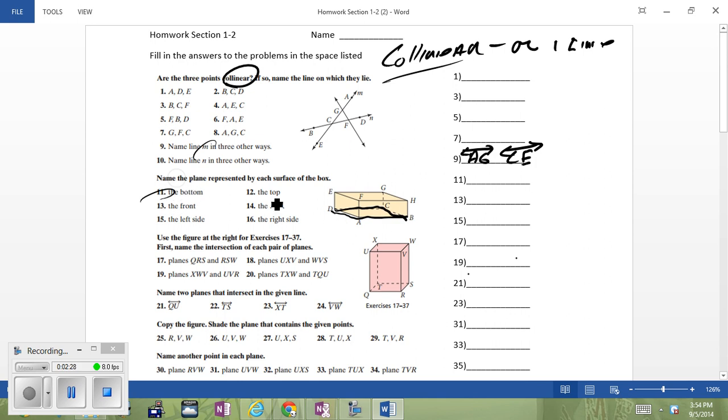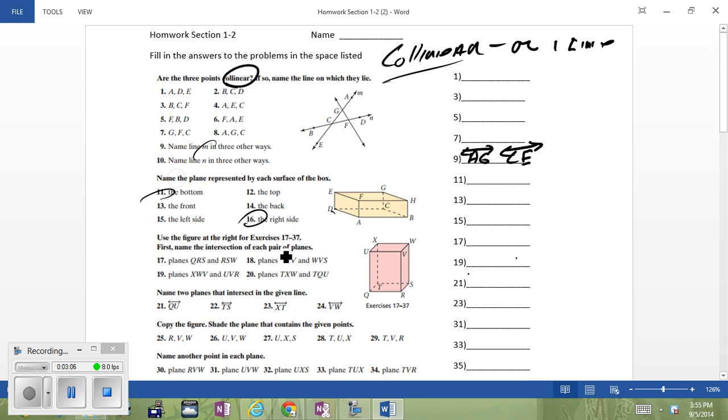So question 11, it says, what is the name of the bottom? Well, I could say DAB, and that would imply it's the bottom plane, the bottom down here, DAB. I could also say DABC, DCBA. Anything that names it, we only need 3 points to name that, okay? The right side, number 16, okay, I'm looking over here. GCBF, GCBH. GCBH is the right side, okay? The figures at the right.